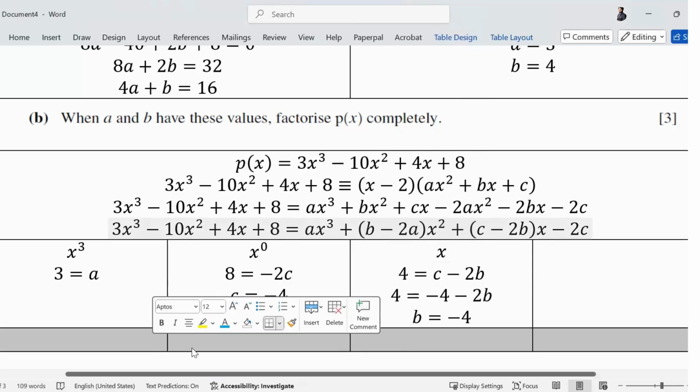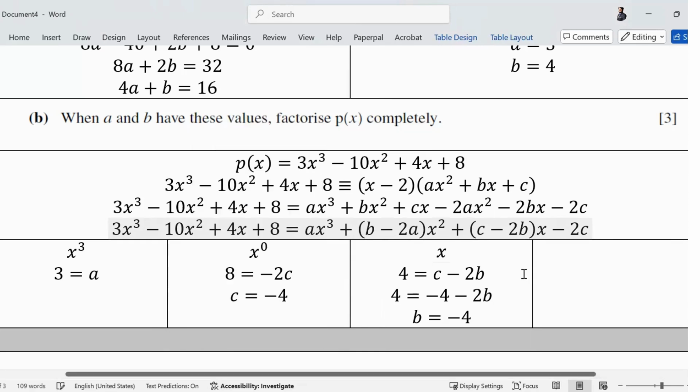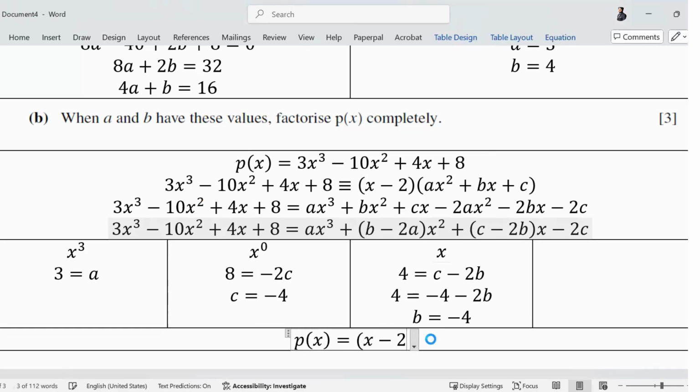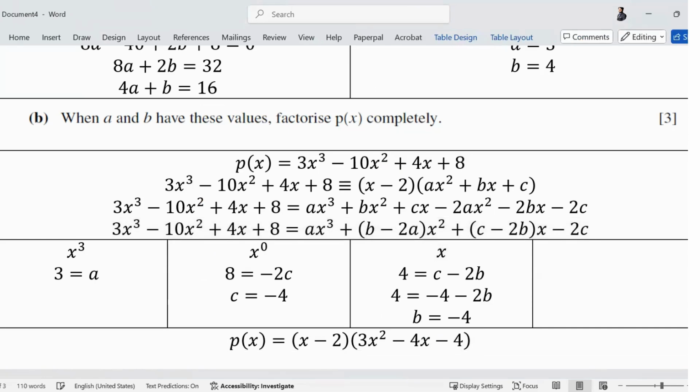If you wanted to compare for x square, you could have also done that. I have not done it. This is good enough. So the same polynomial can be written as x minus 2 is one factor and the other is 3x square minus 4x minus 4. Is this what you were getting through long division as well?